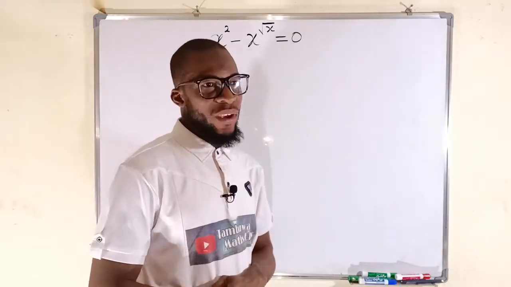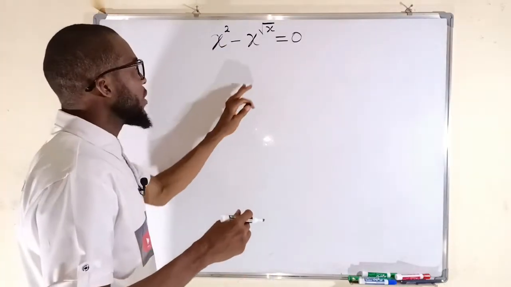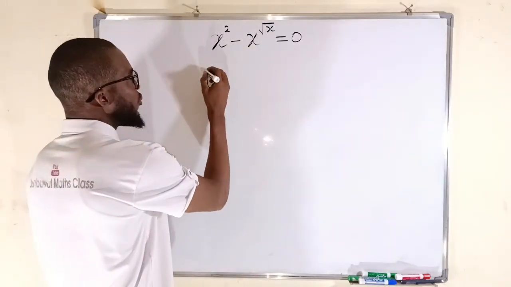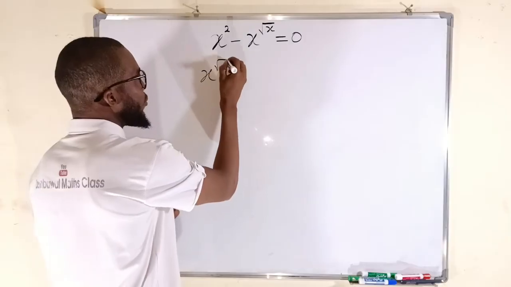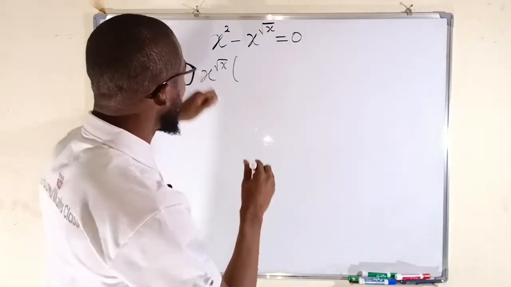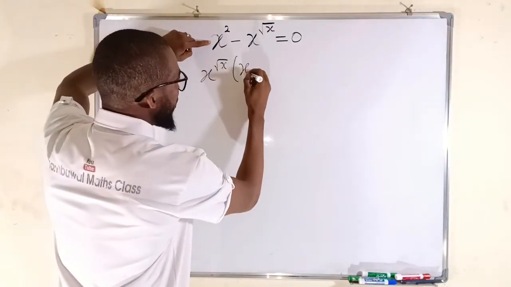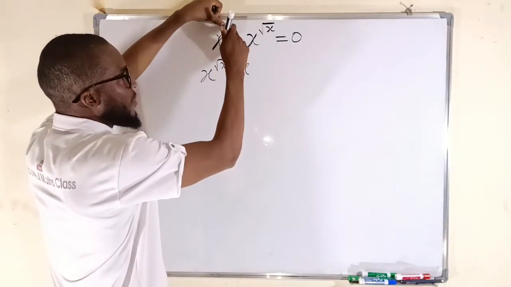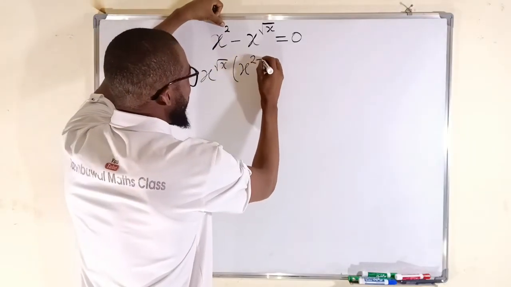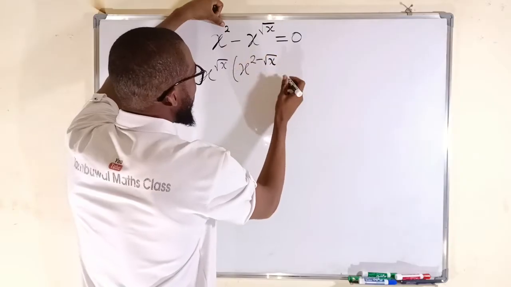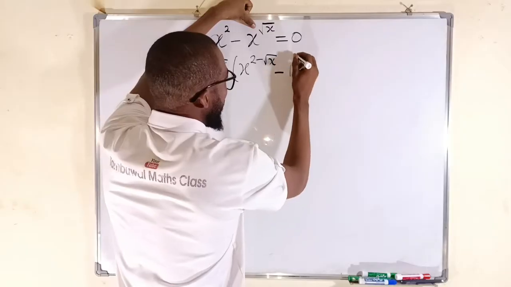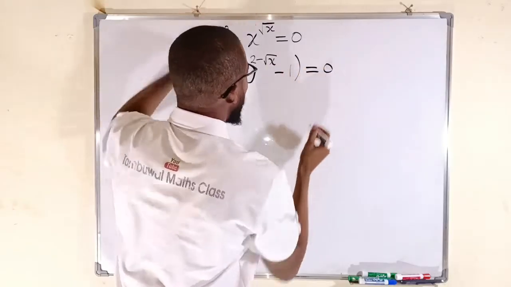But let us factorize it first. We may decide to bring any of these two terms out. Let me bring this one out. If we decide to bring x raised to the power of the square root of x outside, inside, applying one of the laws of indices, we take a base here, then we subtract the exponent. That is 2 minus the square root of x. Then here already the whole of this term is outside, so we have minus 1. The whole of this equal to 0.